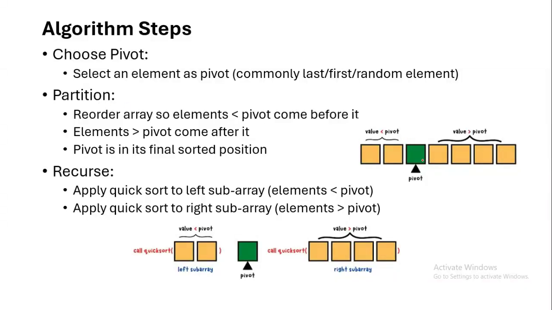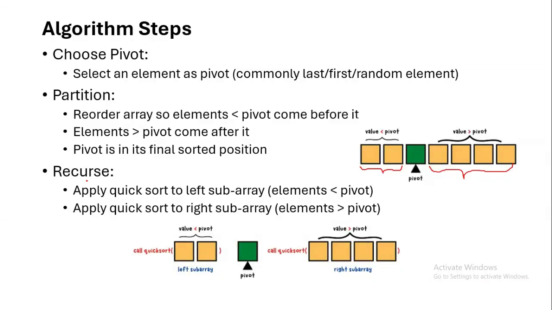So if you see over here, the pivot is fixed here, and all the elements to the left of it are less, and all the elements to the right are greater than the pivot element. So in every partition call, one element is placed exactly where it belongs.